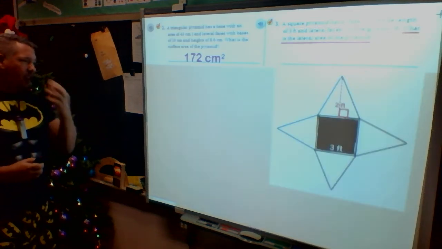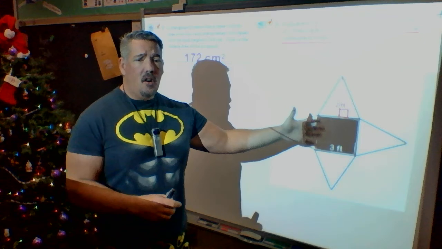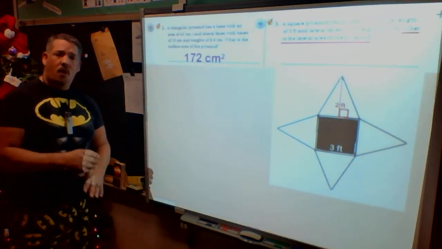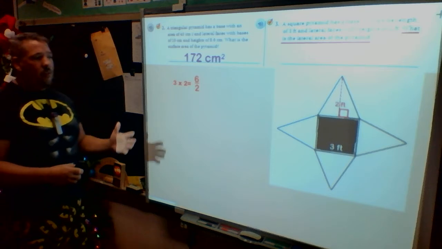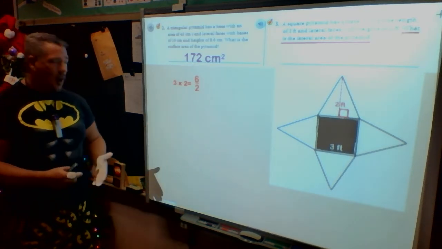So hopefully you thought, well, I don't need that bottom. If you need to draw it, once again, go ahead and realize then, shade it in, put an X on the square base and realize I don't need to find the bottom. I just need to find the laterals, which is the 4 different triangles.